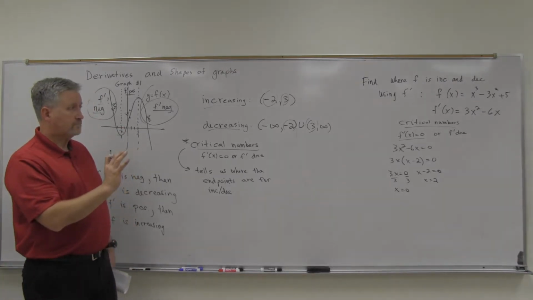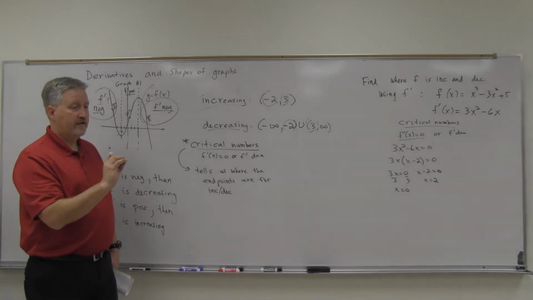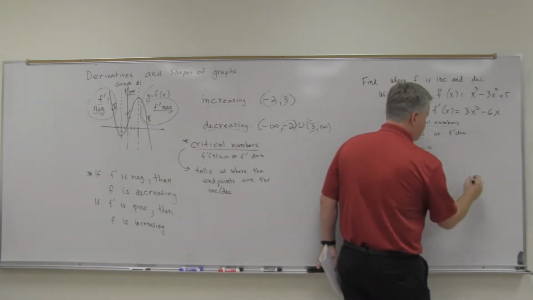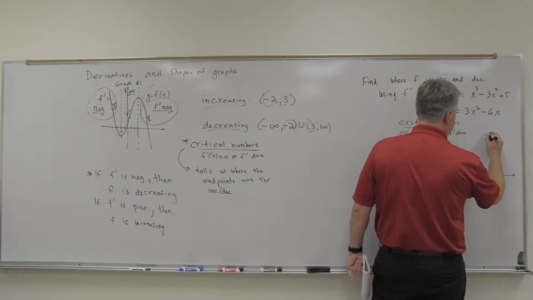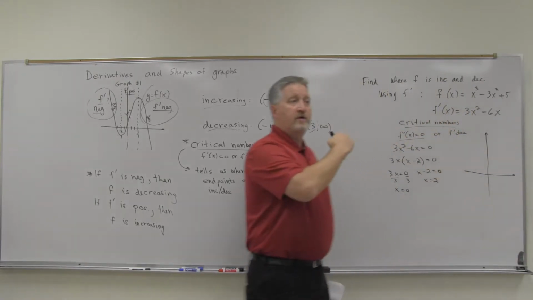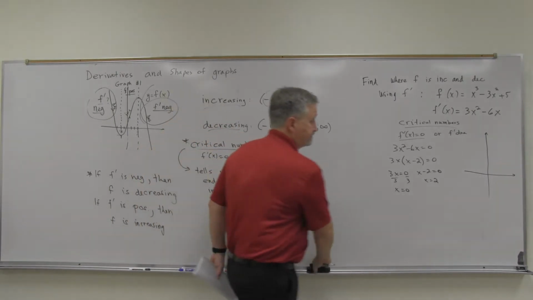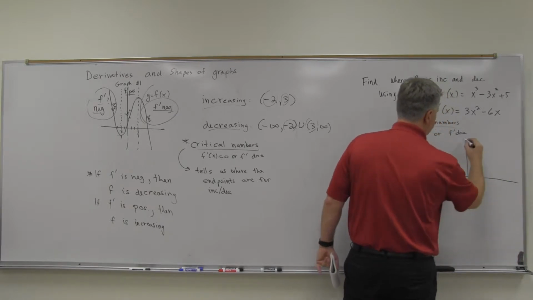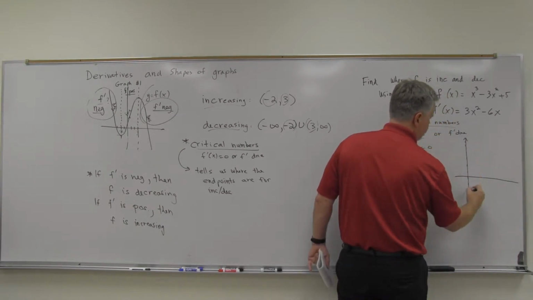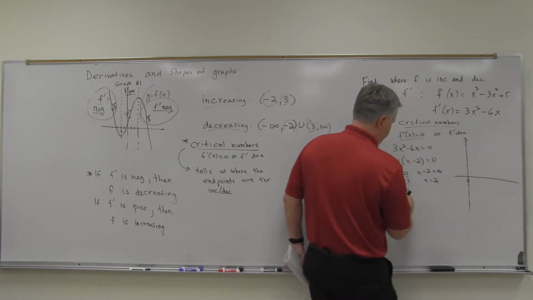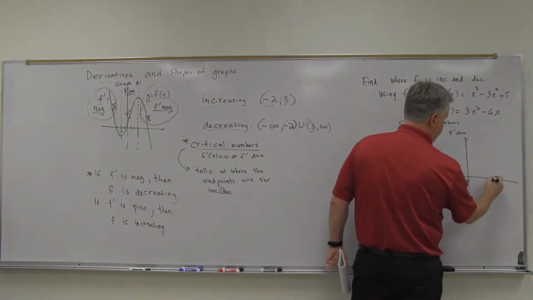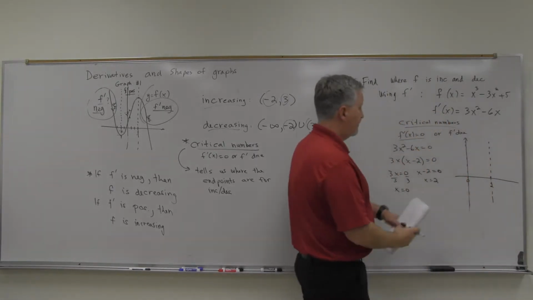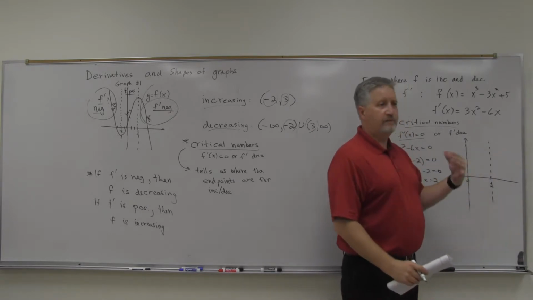Now, here's the way I show it, and I would like for you to show it as well. All right, so what that's going to establish then are these zones, if you will, of increasing and decreasing. So I've got a critical number at 0, and I've got a critical number at 2. So that breaks the graph up, if you will, into three pieces.